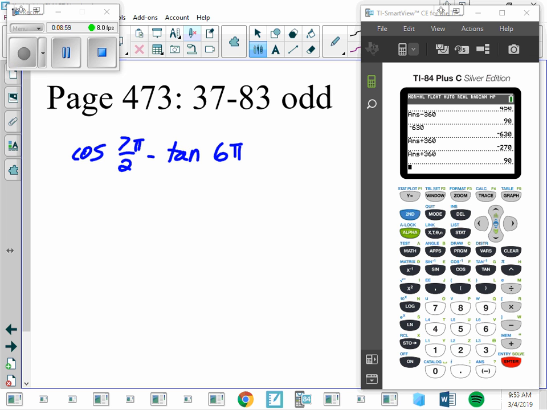How do I know 7 pi over 2 is not on the unit circle? What is it about this that tells me it's too big? It's bigger than 2, also known as 4 over 2, right? So I just need to subtract 4 over 2. So I get the cosine of 3 pi over 2. Minus, what about the tangent of 6 pi? What's that equal to?